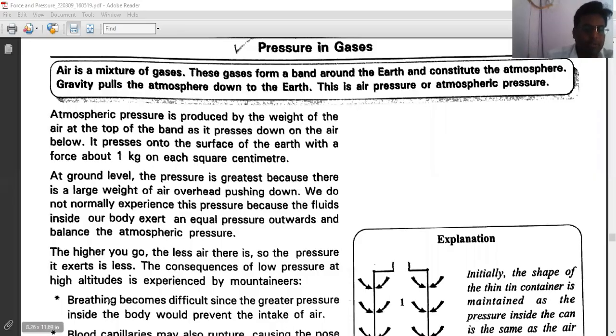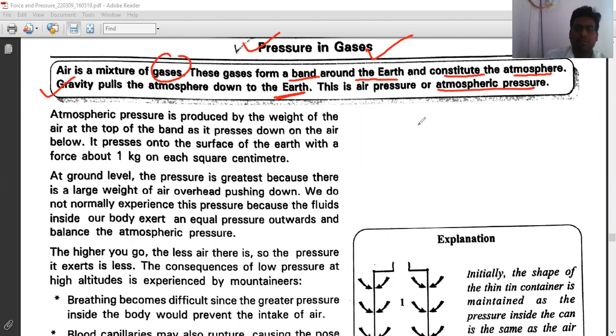Now look at the next topic. Your next topic is pressure in gases. So air is a mixture of gases, right? These gases form a band around the earth and constitute the atmosphere. So gravity pulls the atmosphere down to the earth, right? This is air pressure, or atmospheric pressure, right?